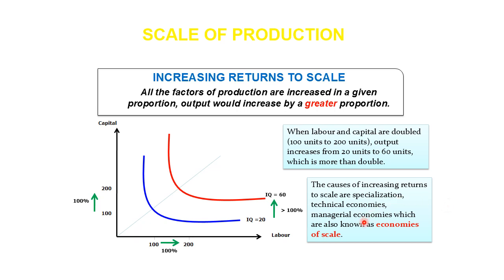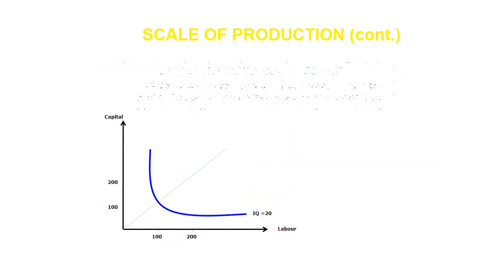And he also gets marketing economies. He can do wide marketing publicity for his goods. He can employ experts, so he can get the benefits of division of labor and specialization. He can employ automated techniques, so he gets technical economies and so on. So with all this, his output will increase more than proportionately. This is nothing but increasing returns to scale.